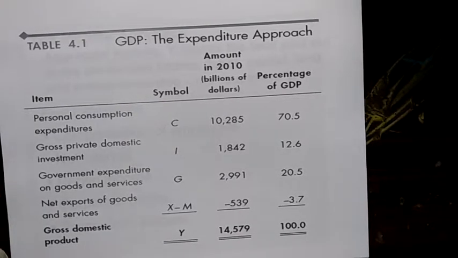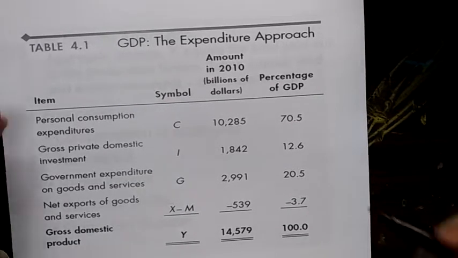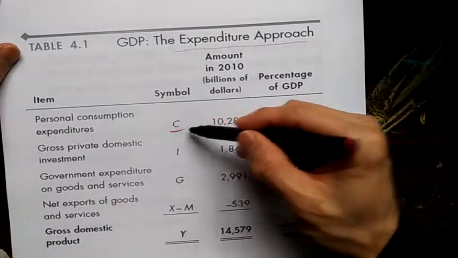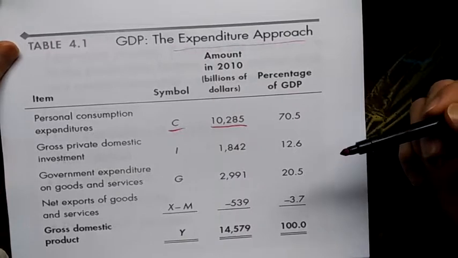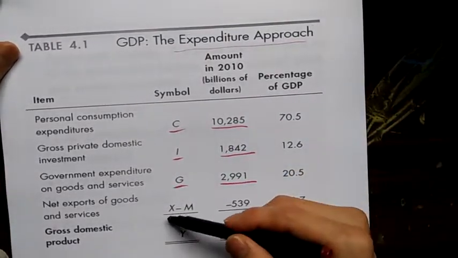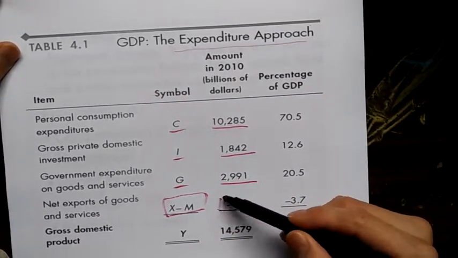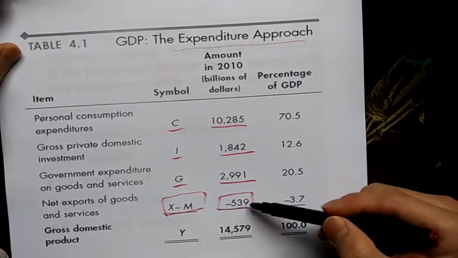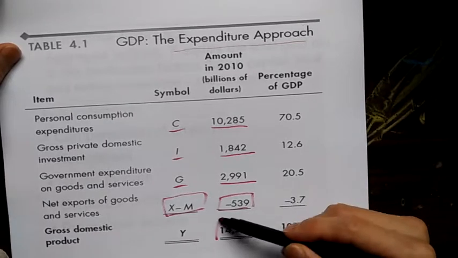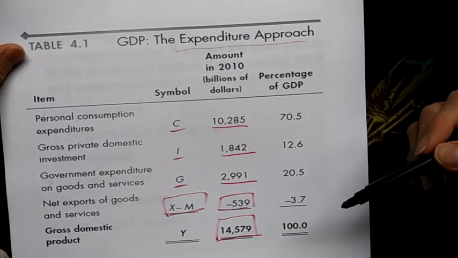Now, let's look at the United States nominal GDP using the expenditure approach. Consumption is the biggest amount. Then investment, government expenditure, and we have a negative net export. That is, we imported more than we exported. So the total nominal GDP is 14,579.